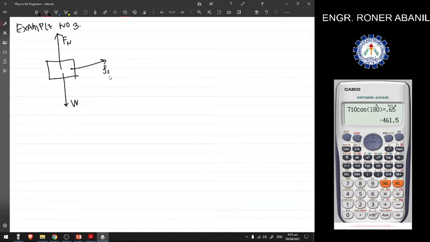So, yung weight and the normal force are perpendicular to the displacement. So, they do not work. Okay? Only the static frictional force does work since it acts on x direction. Okay, nasa x direction siya. No? This is x and this is y. Ayan.